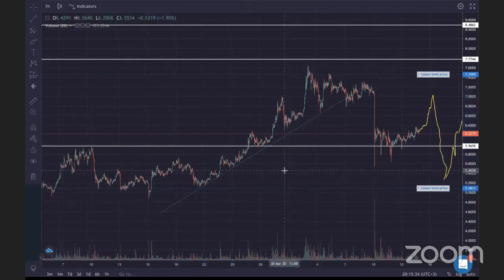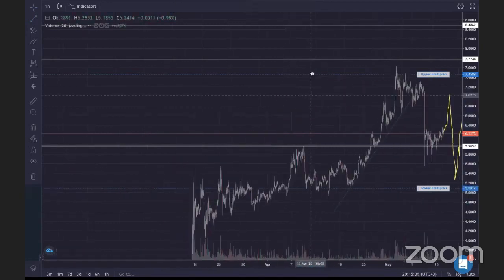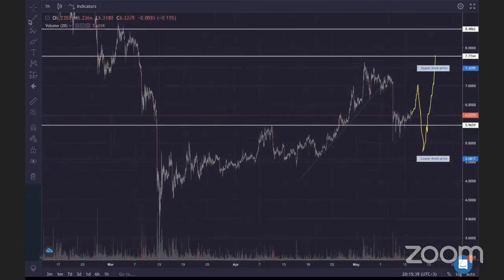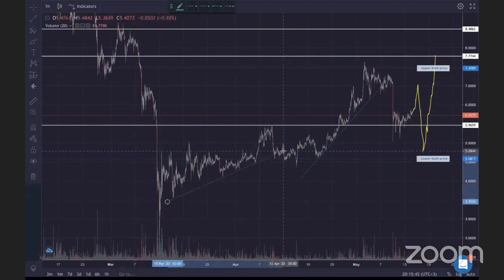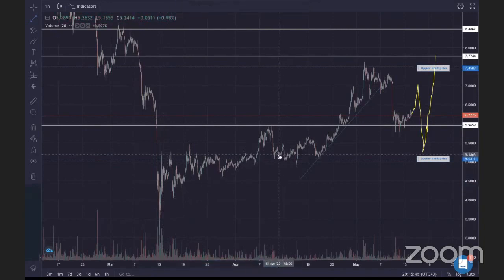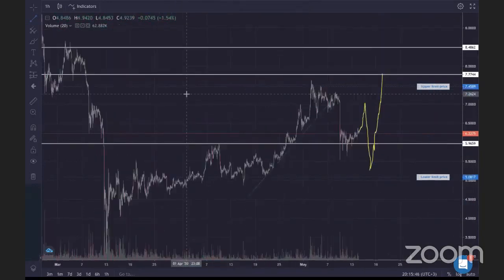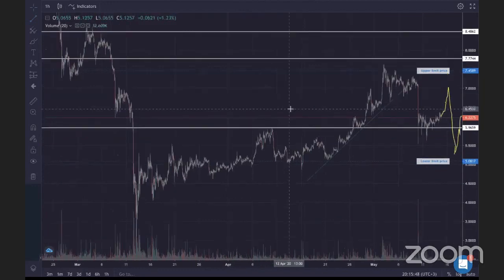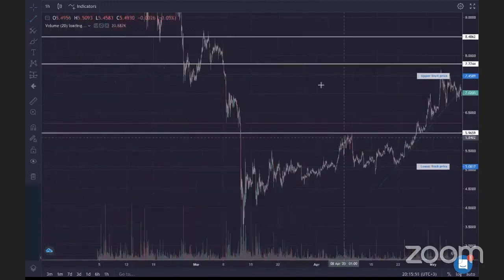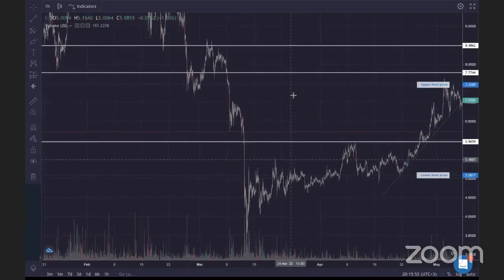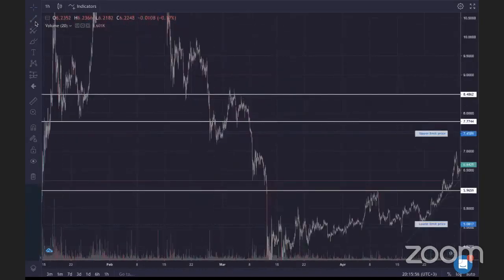The majority of cryptocurrencies respect support levels and they respect resistance levels. So let's say the price is approaching, like here, a key resistance level.